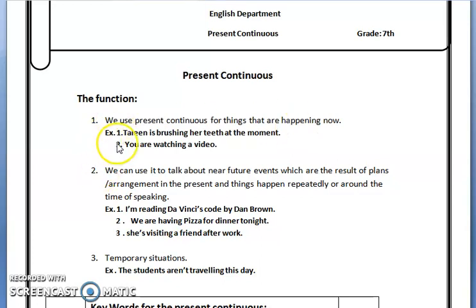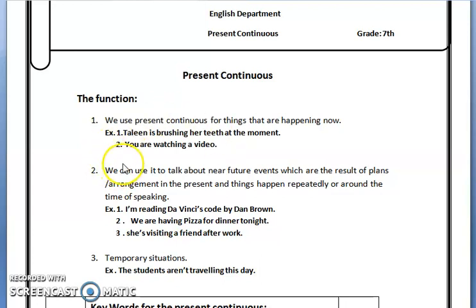So let's check the example. Taline is brushing her teeth at the moment. Let's please just focus here. Taline is brushing her teeth at the moment. This means that Taline is grabbing the brush on her own and she is trying to brush her teeth in front of the mirror at the moment, at this second. So this is something which is happening at the very exact time that she is brushing her teeth. We are telling you about something that is happening right now, at the present, at the time of speaking.